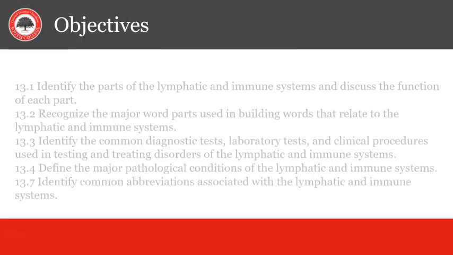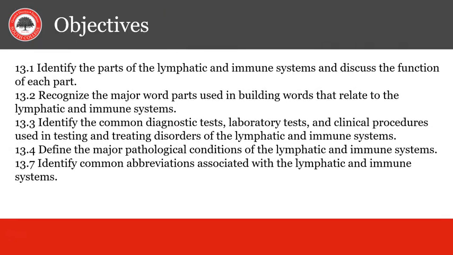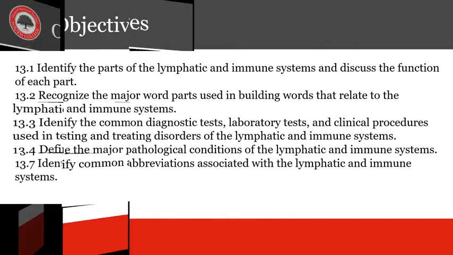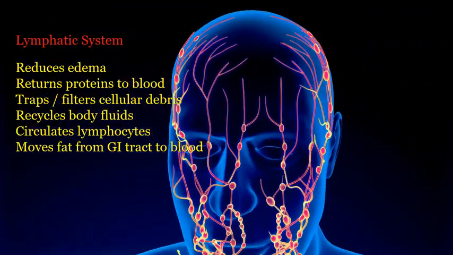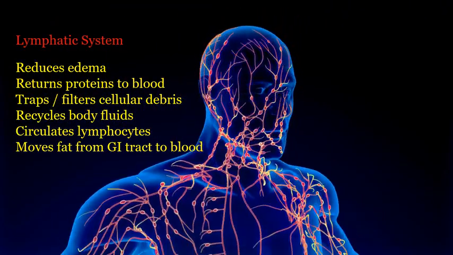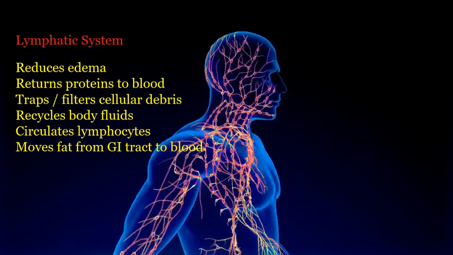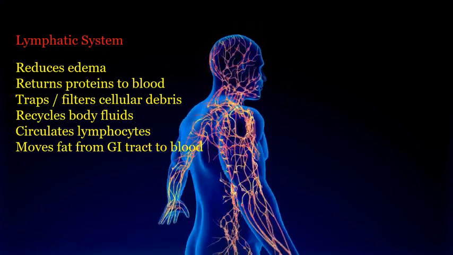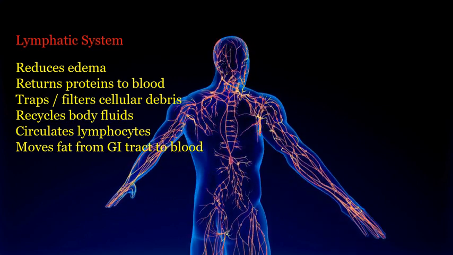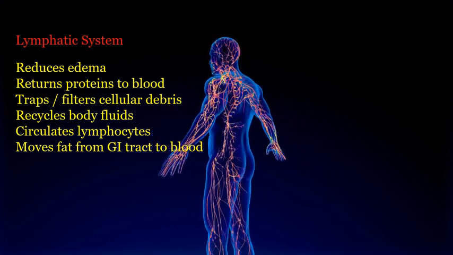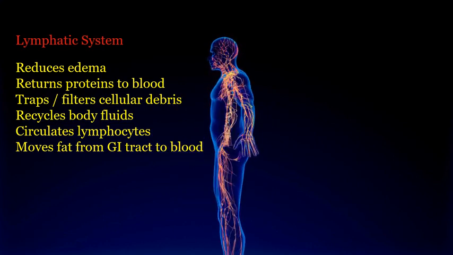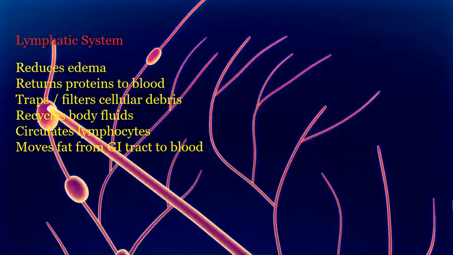Here are your objectives for the lymphatic system. They're the same ones you have in Connect. The lymphatic system is the second of our two transportation systems in the body. Like the cardiovascular system, it too transports important fluid in the form of lymph. This helps reduce edema or swelling, returns proteins back to the blood, and moves around elements of our immune system so they can get to where they are needed most.